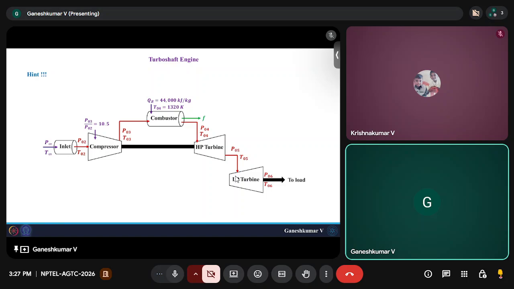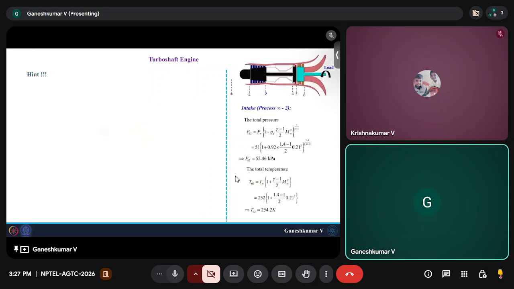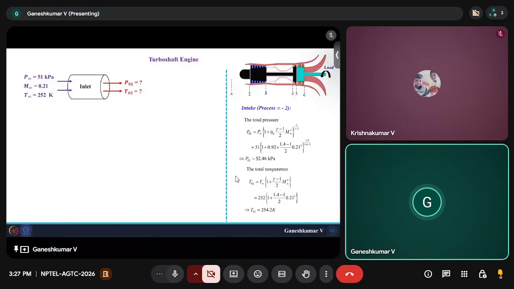Okay. So this is the hint. So we will solve how the change in compressor pressure ratio is affecting the performance parameters. Here I'm going to present the values that we got in the lectures on the right hand side of the slide, so that we can directly compare.